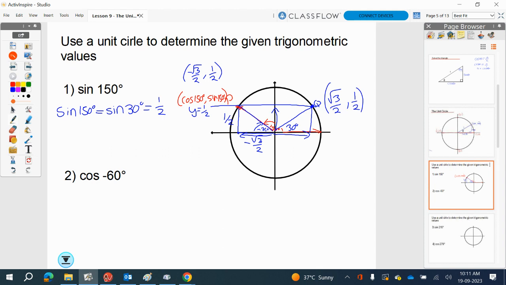How can we say that the sine of 30 is equal to the sine of 150? How do we prove that? Because these two triangles are identical. They're congruent. So triangle OQA and OPB are congruent triangles.